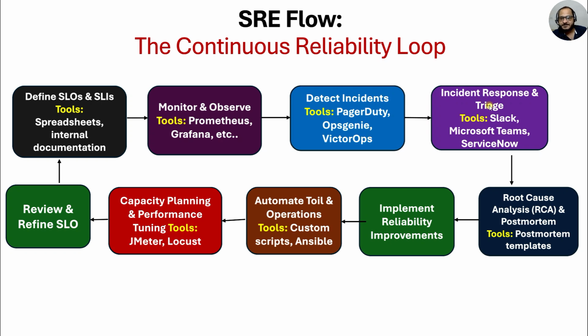Another one is incident response. For that they use Slack, Microsoft Teams, ServiceNow. So maybe if something goes wrong with my application, they will immediately jump on a call through Slack, sorry, Microsoft Teams, and they will see what the issue is, what the RCA is, all those things they will discuss, and they will try to fix that error or issue as soon as possible. Because if they do not respond quickly, they are breaching the service level agreement and the company needs to pay a penalty.